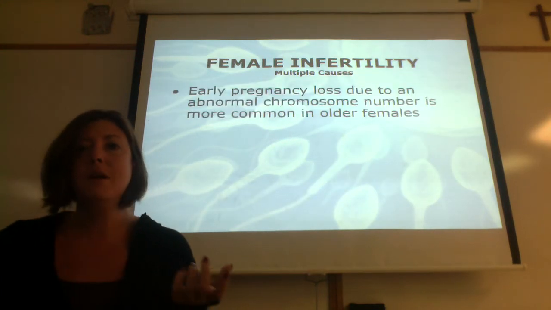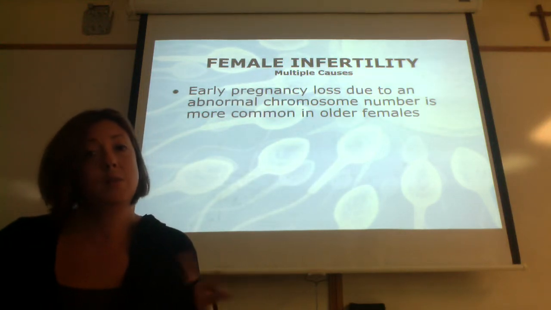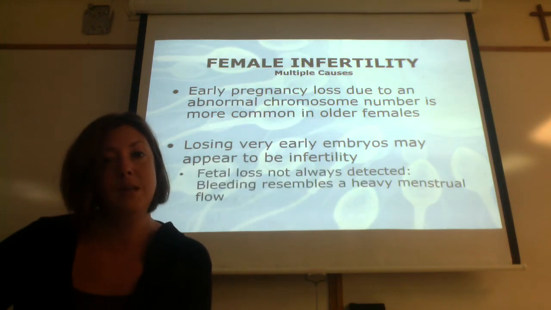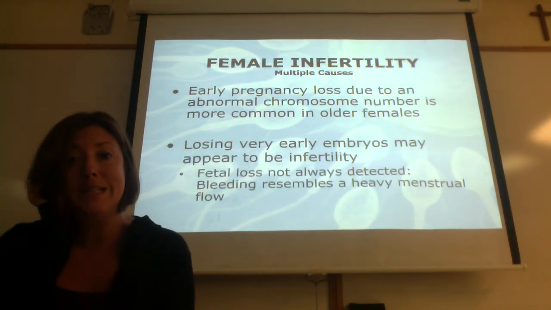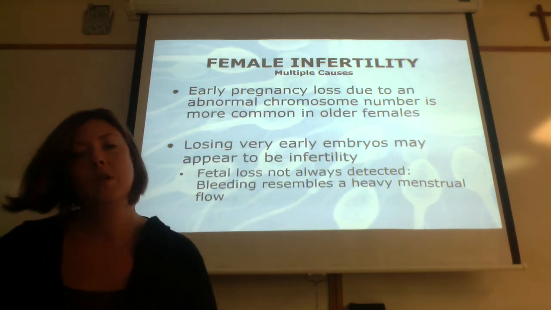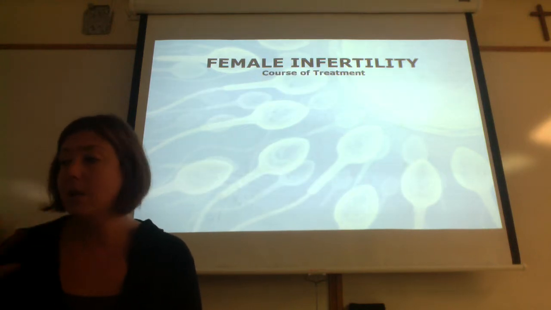So for female infertility, another thing that complicates things is that sometimes early pregnancy loss, which can become more and more common as women get older, can actually appear to be infertility because those early fetal loss events might not be detected, and your bleeding is going to resemble a heavy menstrual flow, but you would just assume that you had a very intense period, and you might not necessarily know that the fetal loss event had actually taken place.